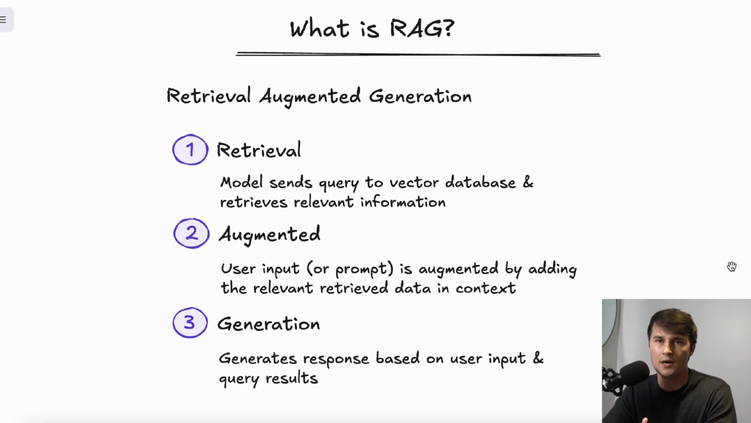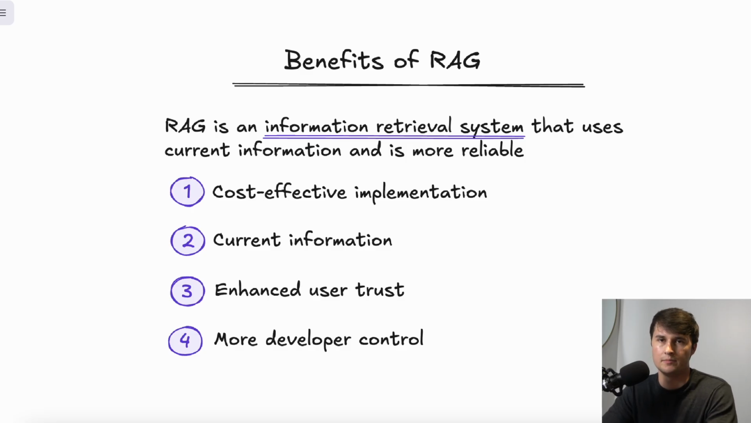So moving forward, why would we use RAG? What are the benefits of this system? The overarching benefit of RAG is that it acts as an information retrieval system, which both uses current up-to-date information and is more reliable. When using RAG, there's no guesswork being done by the large language model. It's not going to pull fictional information based on untrained data, but there are specific benefits to using RAG.